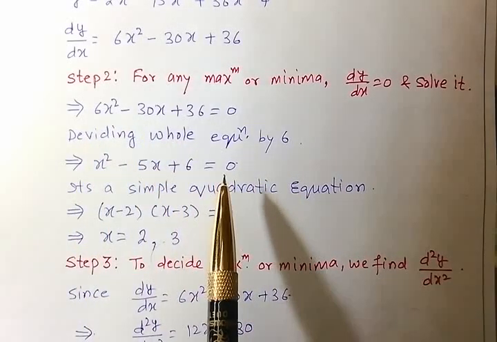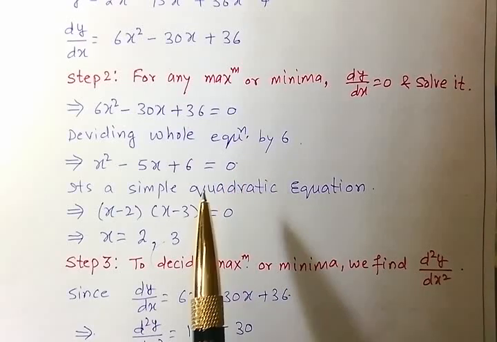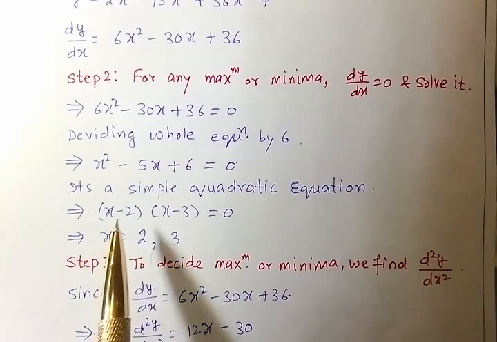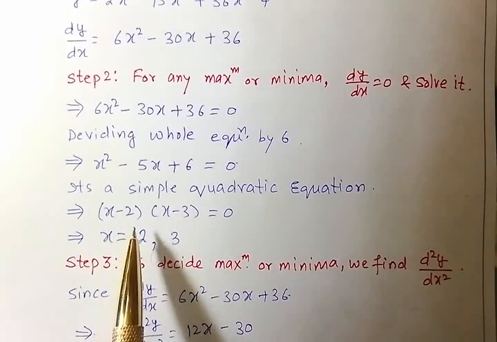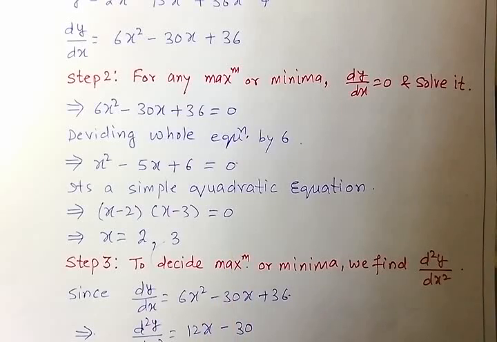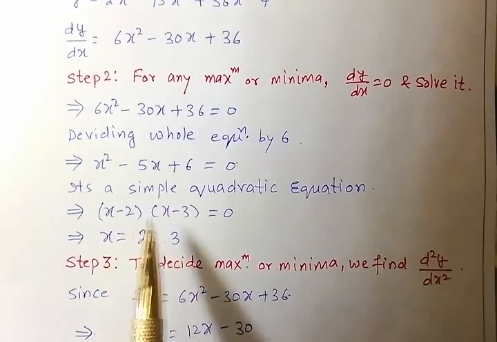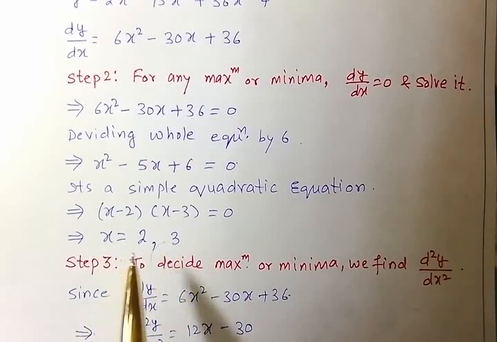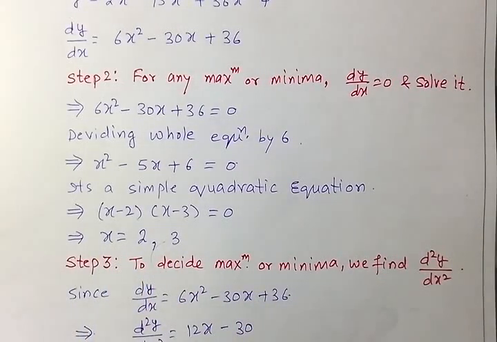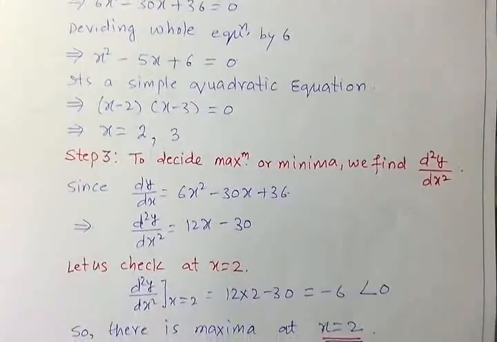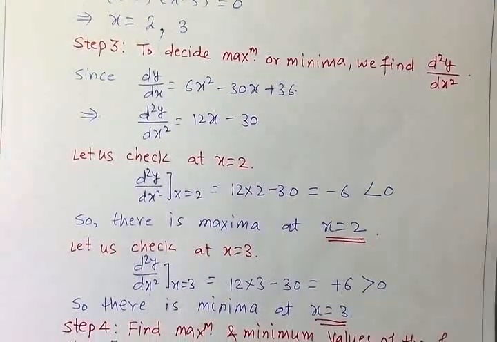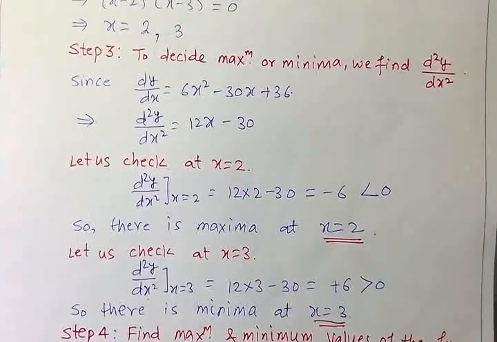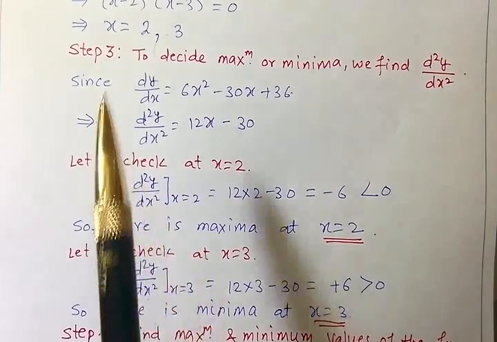It is a simple quadratic equation, you would have studied it in 9th or 10th standard. Let us factorize it. We can find the factors as (x minus 2)(x minus 3) equal to 0. Equating each to 0 individually, we get the values x is equal to 2 and 3. These 2 and 3 are the stationary points. Now, we do not know whether there is maxima at 2 or minima at 2. Then what will we do? Let us move to the third step.